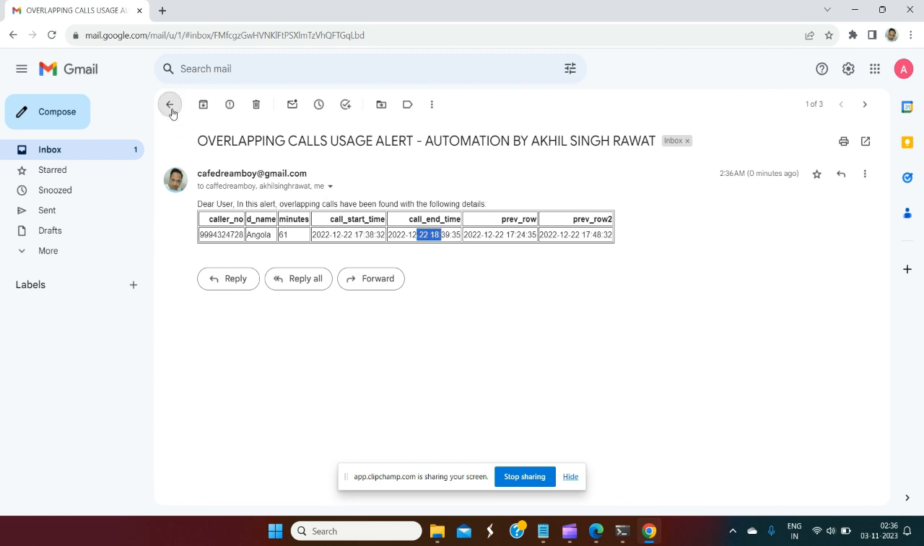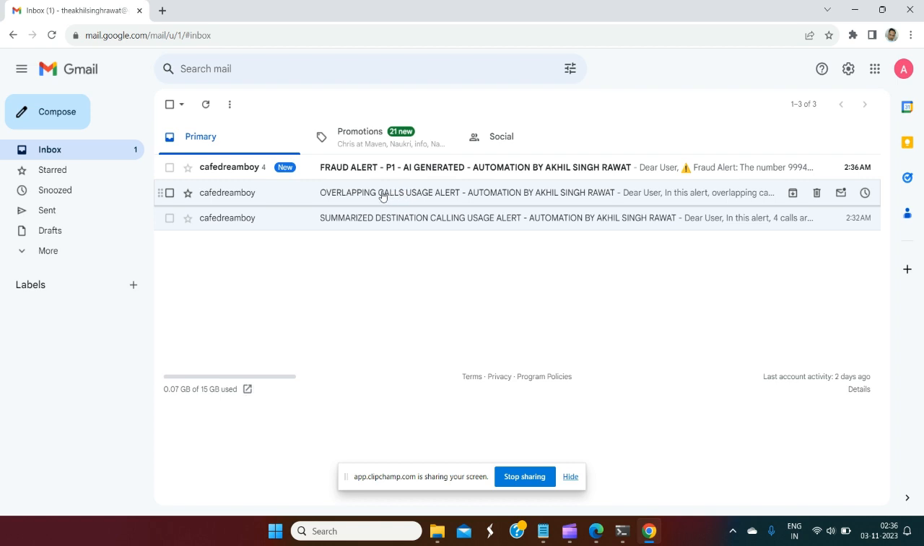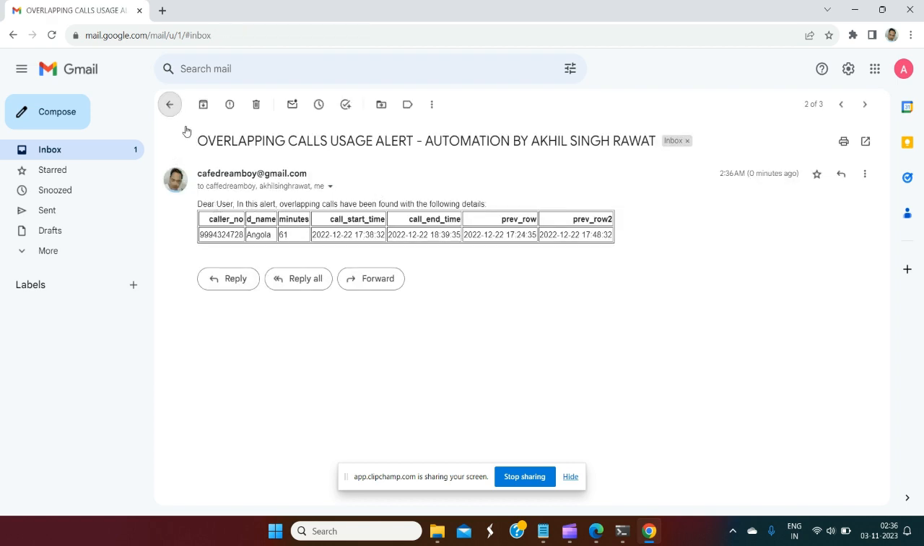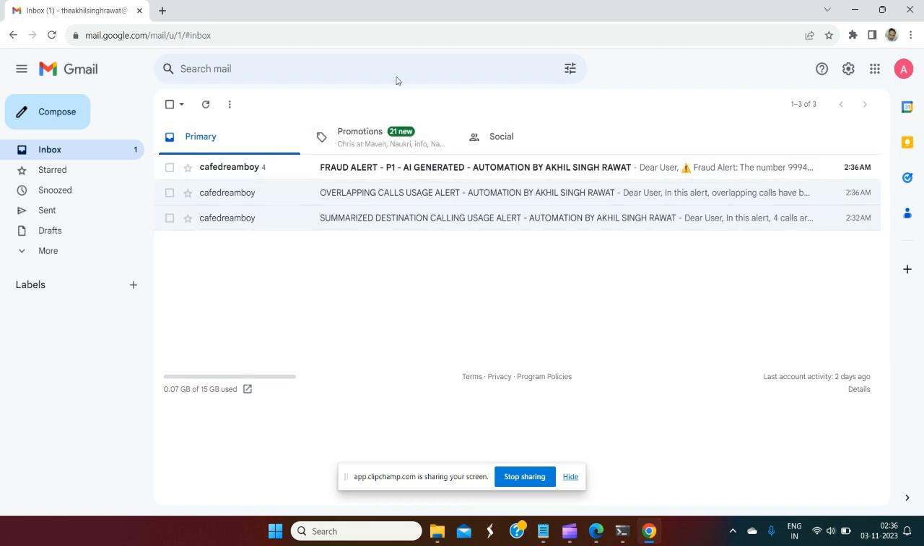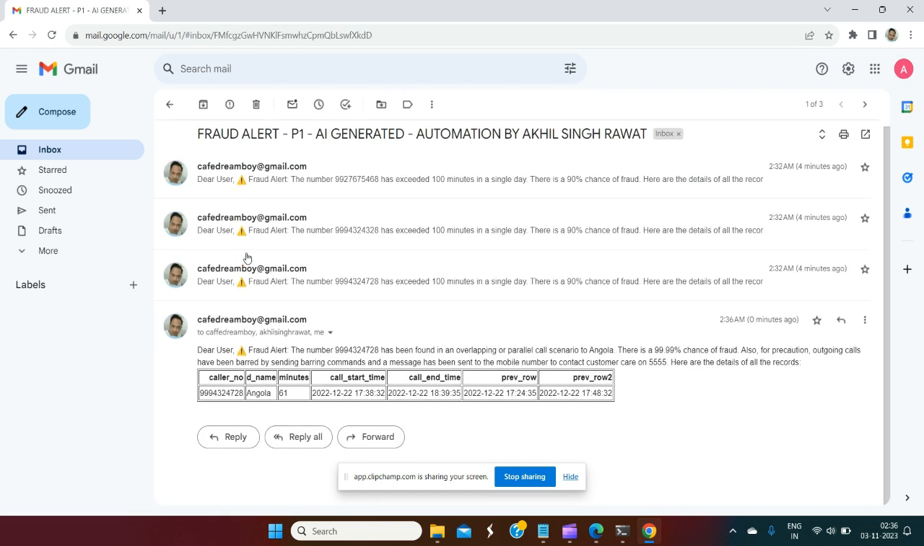So this is the main alert which AI has generated, and the fraud alert was also generated. But let me show you. Yeah, the fraud alert also. So if I open this fraud alert now, you can see: dear user, fraud alert. The number has been found in an overlapping call scenario to Angola. See, this subject line is automatic. This email body briefing analysis is automatically generated. It has automatically read the destination name Angola and put it here.